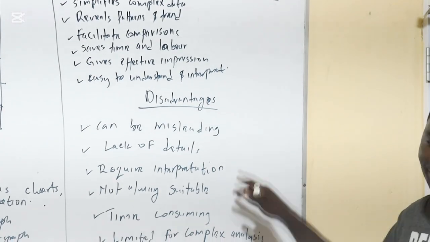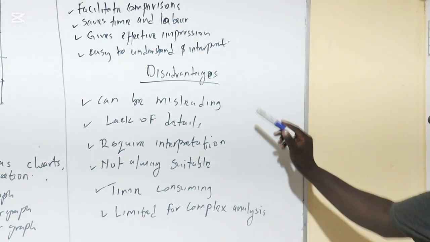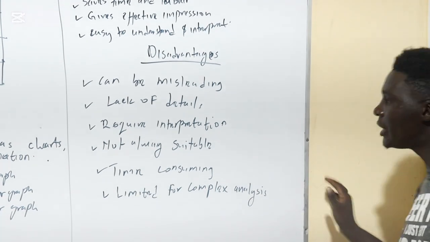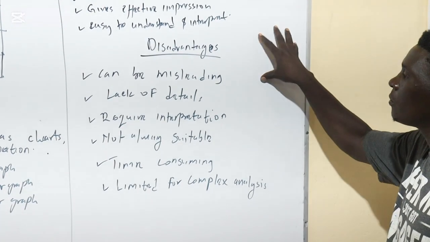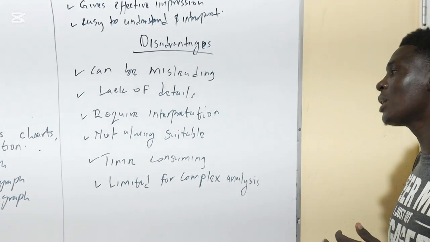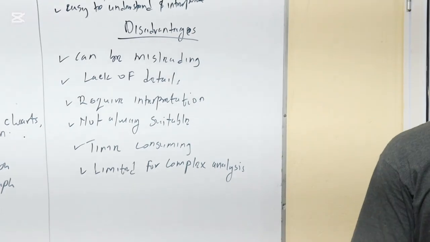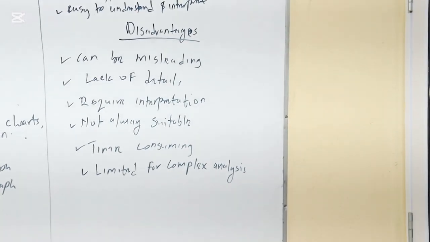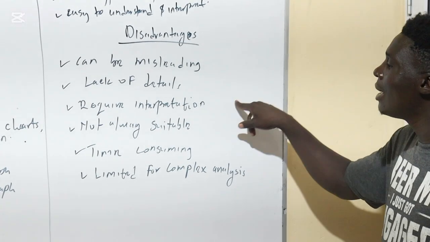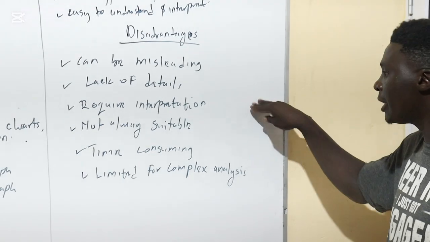Disadvantages: it can be misleading. A simple mistake in drawing a graph, pie chart or histogram may mislead. Lack of details: most graphs do not have enough detail for good analysis. When you want intense analysis, you should not choose graphical presentation. Number 2, it requires interpretation. When you're given data in graphical form, unless you know how to interpret it, you may not understand what is represented in that data.